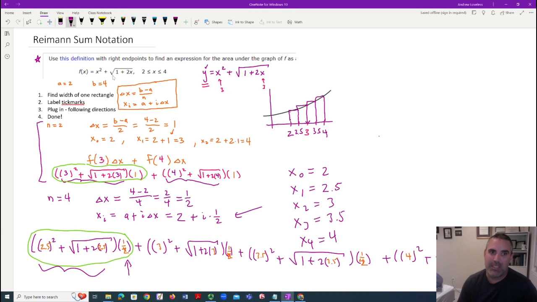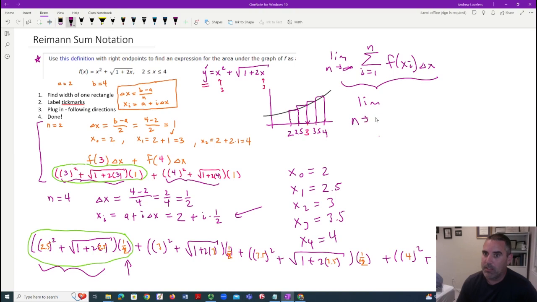So when I look at this problem and it says, okay, find the pattern for the Riemann sums, what I say is, well, it's going to look like this. We can just blindly follow it, but I wanted to give you a little bit more. This is what it's asking for. And so you can do this in 2 steps really without thinking at all. Limit as n goes to infinity, the sum from i equals 1 to n, and then the function is x_i squared plus the square root of 1 plus 2x_i, times delta x.